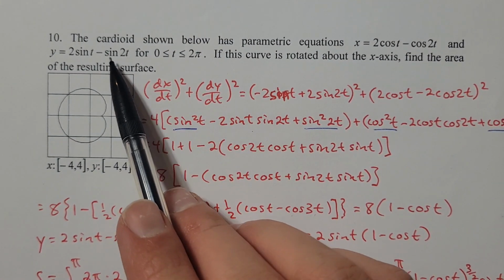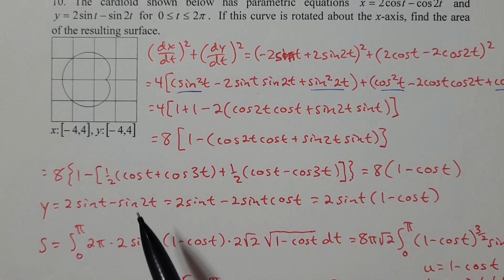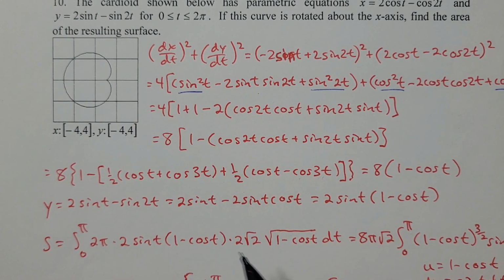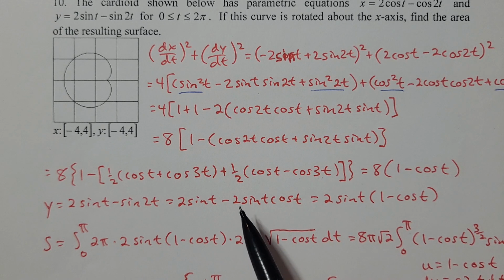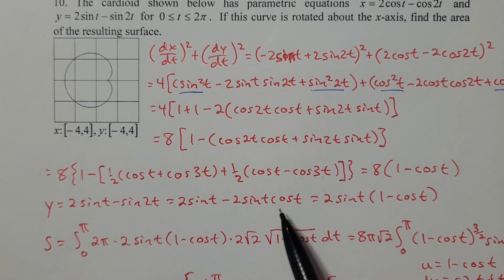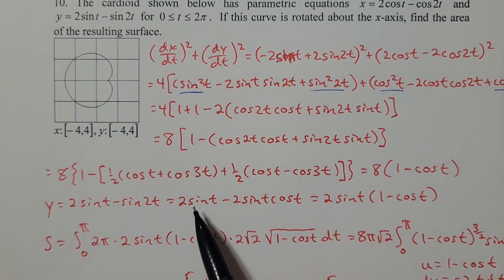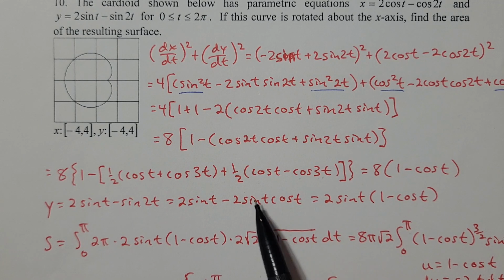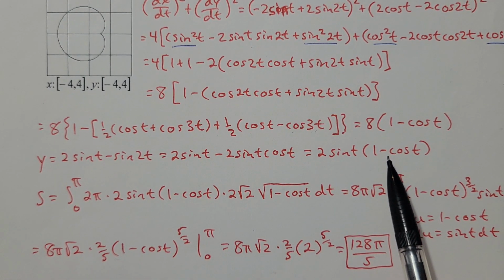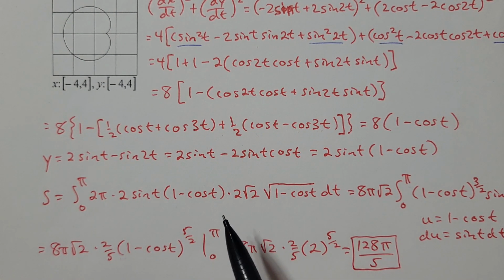Here's y. And I'd like to have it be just single angles. I see there's a double angle here, right? You've got sine 2t. Sine 2t is the same as 2 sine t cosine t. So I've got 2 sine t in common in these two groups. Let's go ahead and factor that out of the whole thing. And I have 1 minus cosine t left over from that. Okay, so now I'm ready to plug this stuff into my integral.